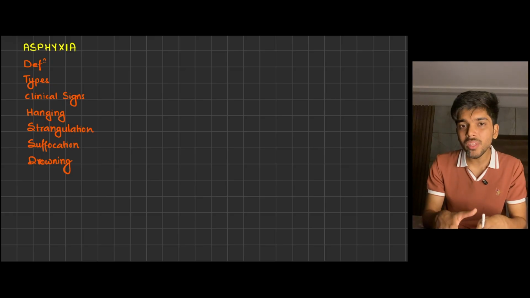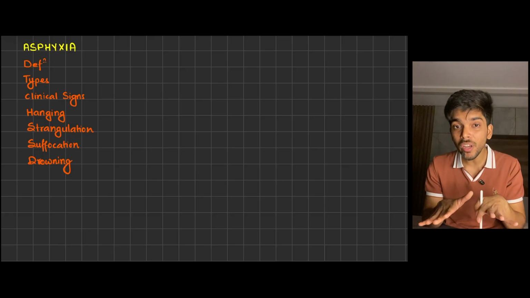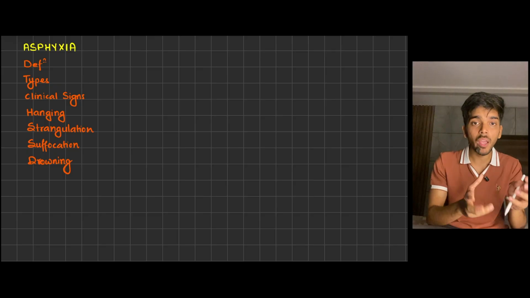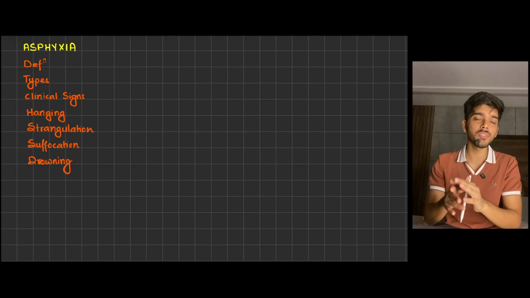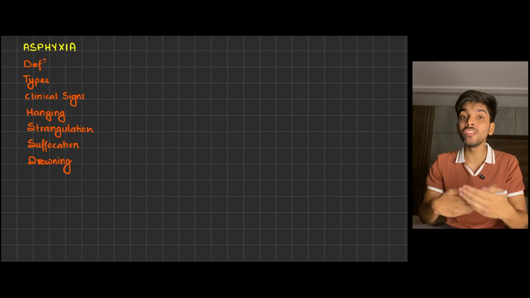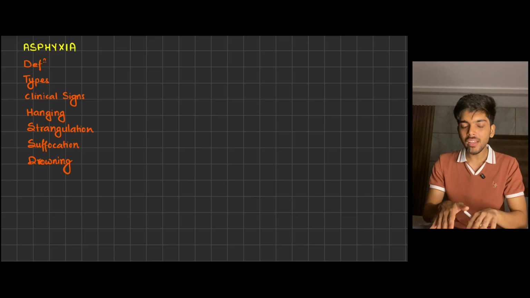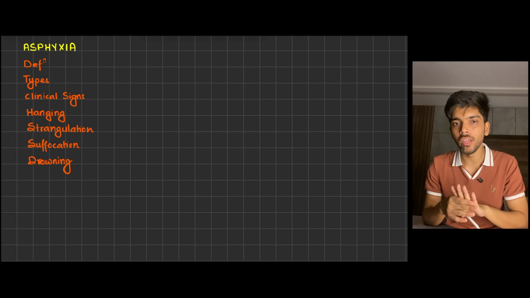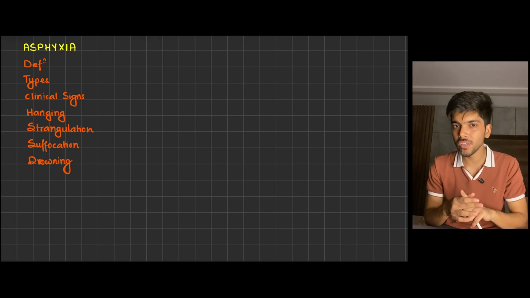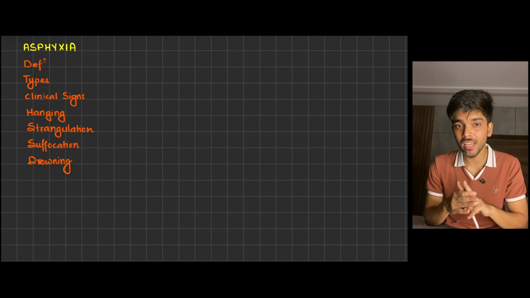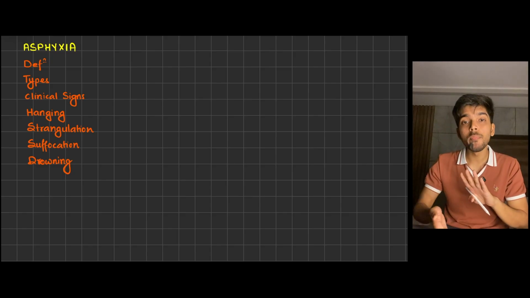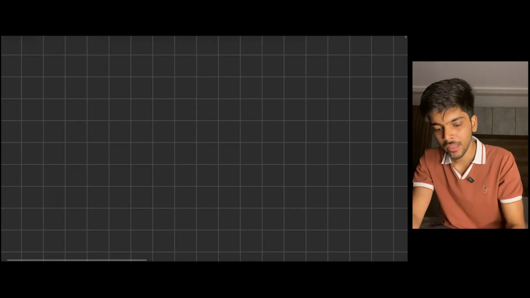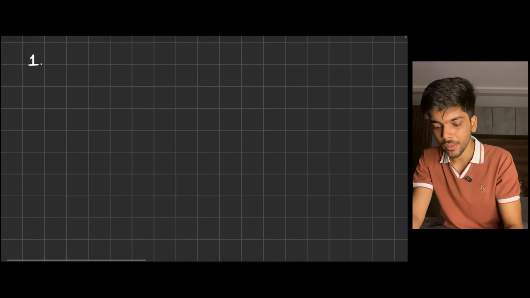So before getting into the various types of asphyxial deaths, you need to understand first the concept behind asphyxia. What even is asphyxia? What are the types of asphyxia? What are the clinical signs of asphyxia? And what is the mechanism behind those clinical signs? So before getting into asphyxial deaths by hanging, strangulation, suffocation, and drowning, first I'll teach you the definition of asphyxia, the various types of asphyxia, the clinical signs of asphyxia, and the mechanism behind those clinical signs. Starting the lecture with the definition of asphyxia.